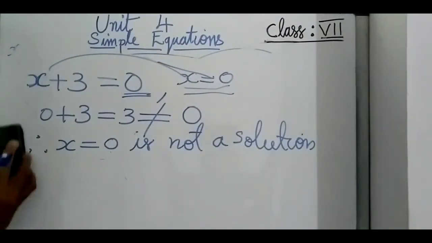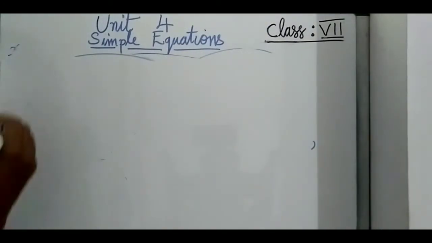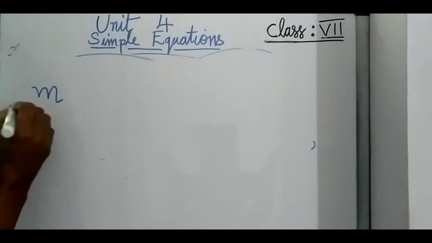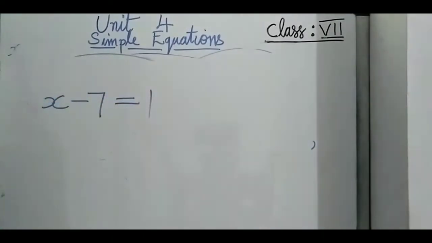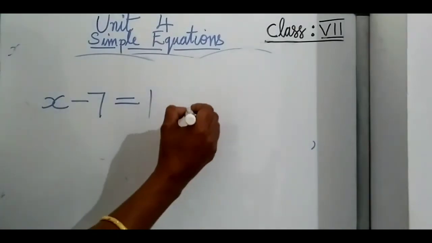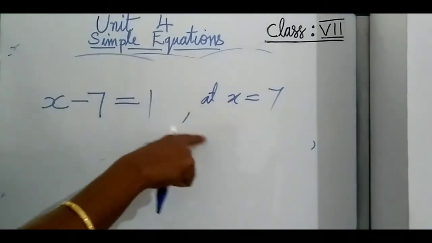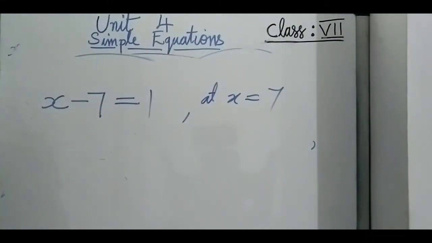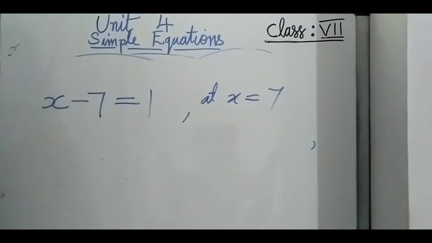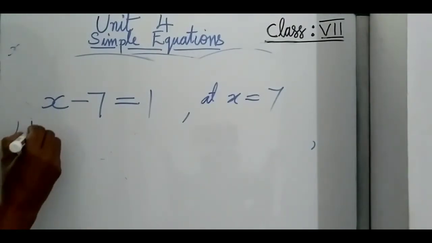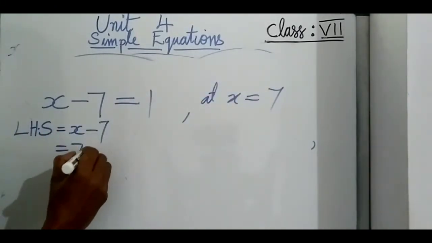Then one more example: x minus 7 equal to 1, at x equal to 7. Whether the equation is satisfied or not at x equal to 7. If it is satisfied, we can say x equal to 7 is a solution of this equation. So you have to take the LHS. What is the LHS? x minus 7. How to apply the value: 7 minus 7.